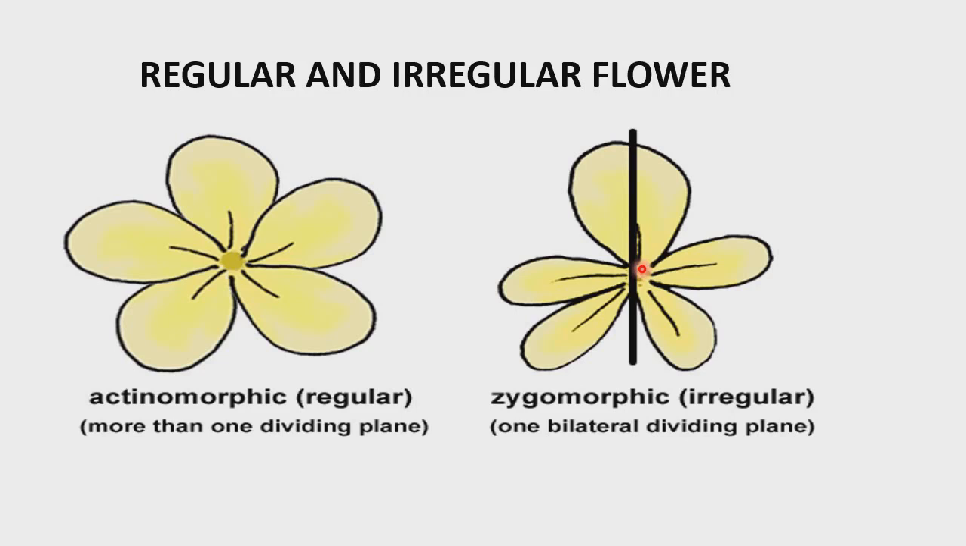And you can cut them vertically into two halves through only one plane. If you cut it this way, you won't get two equal halves. You can only cut it through one plane to get two equal halves. That is an irregular flower, or zygomorphic flower, a flower that is bilateral in symmetry.